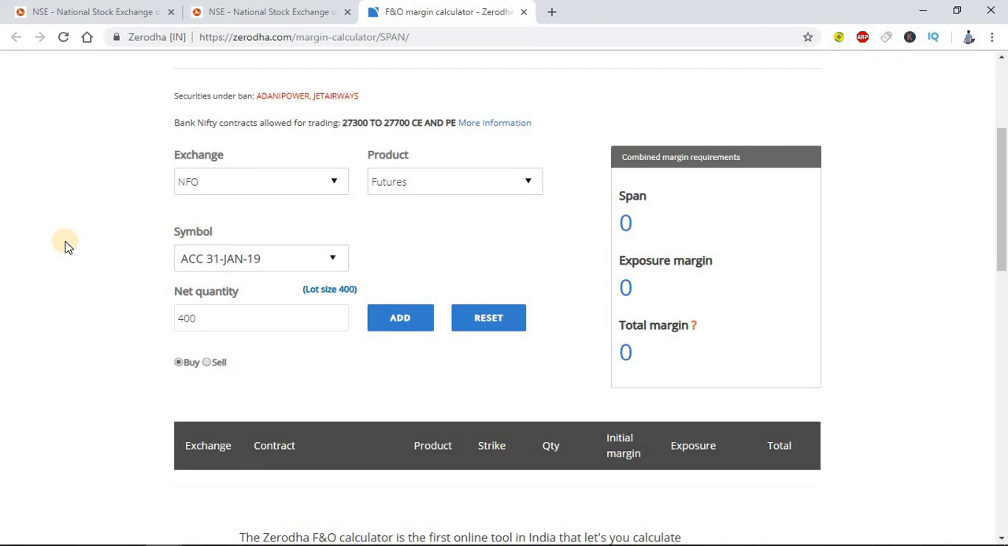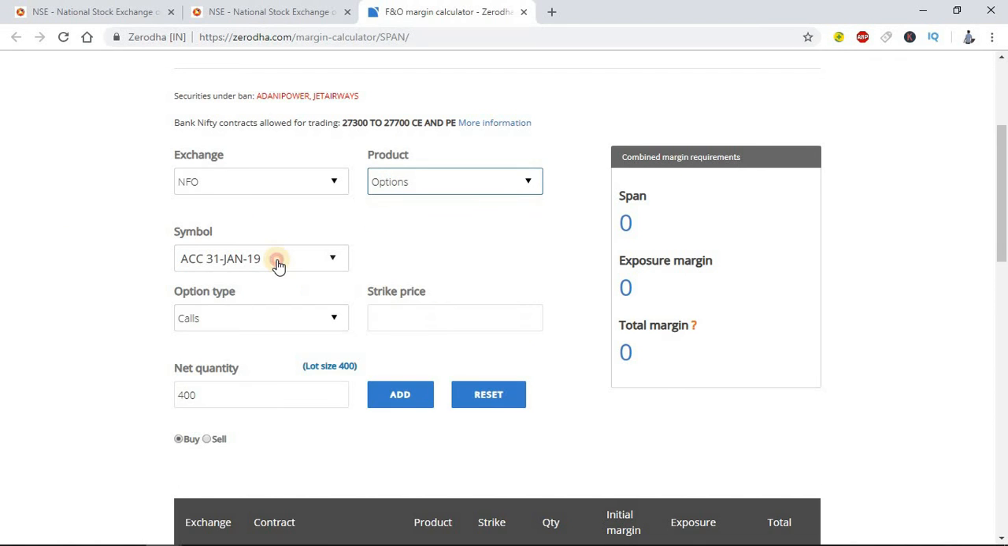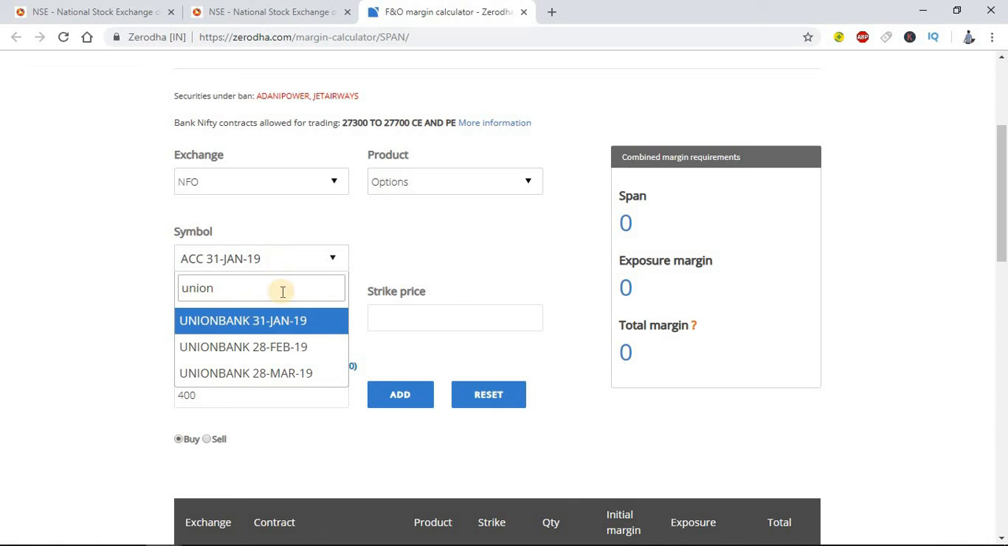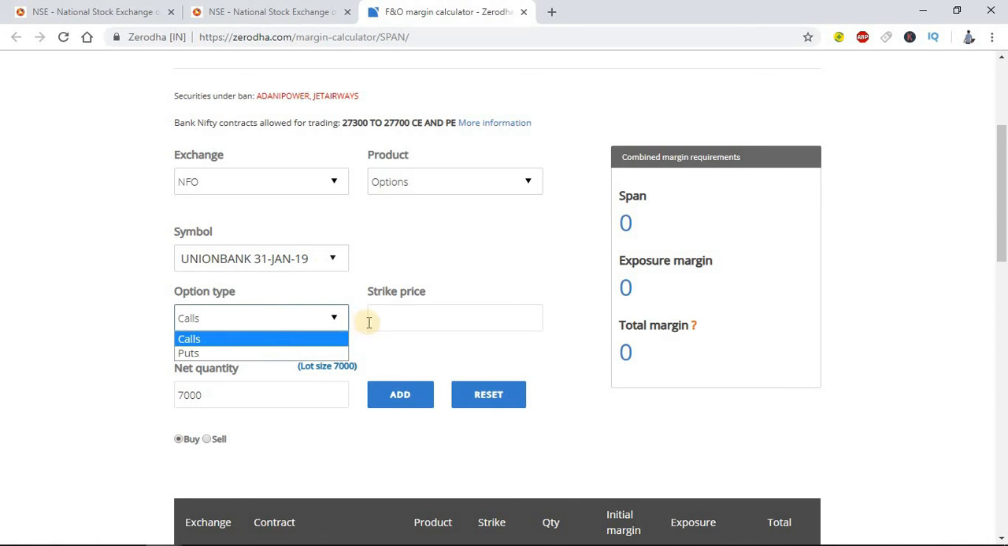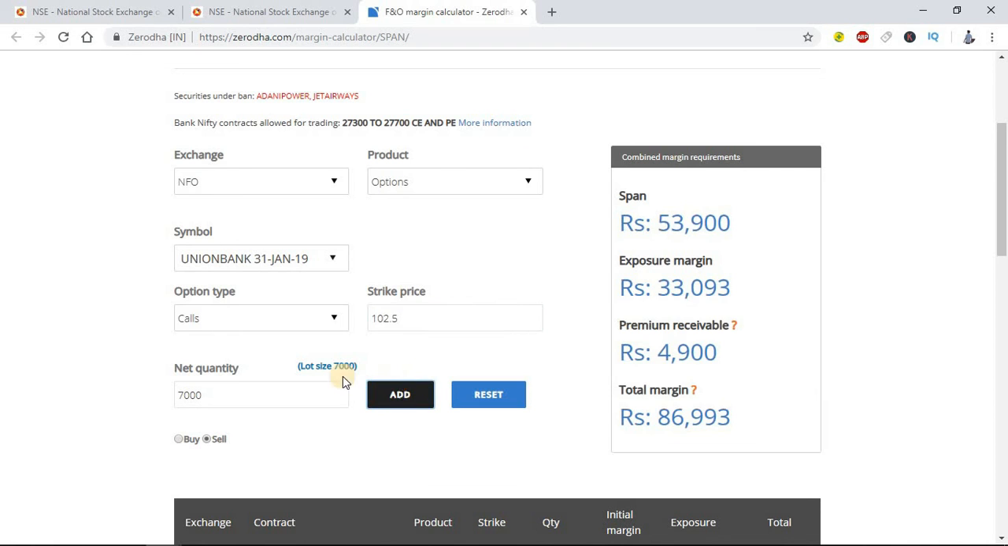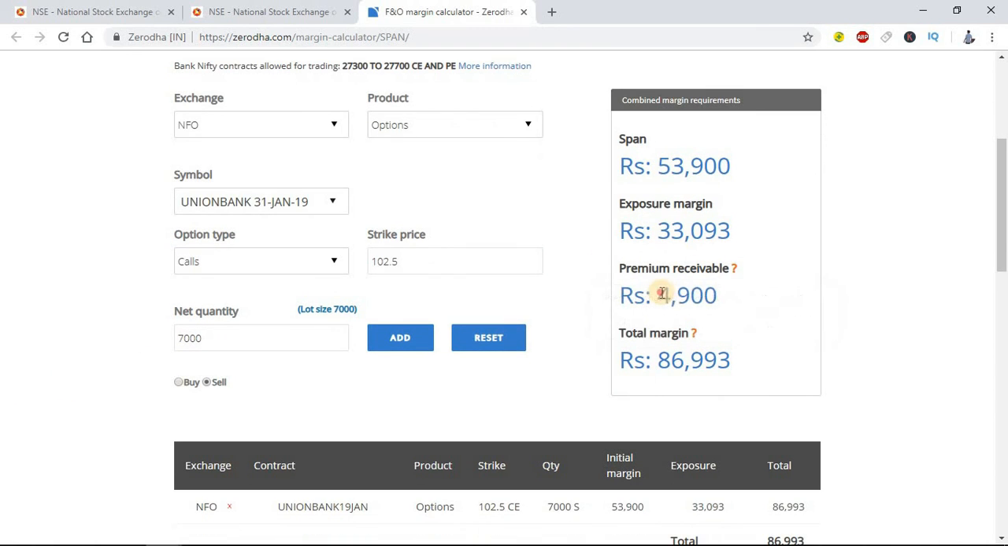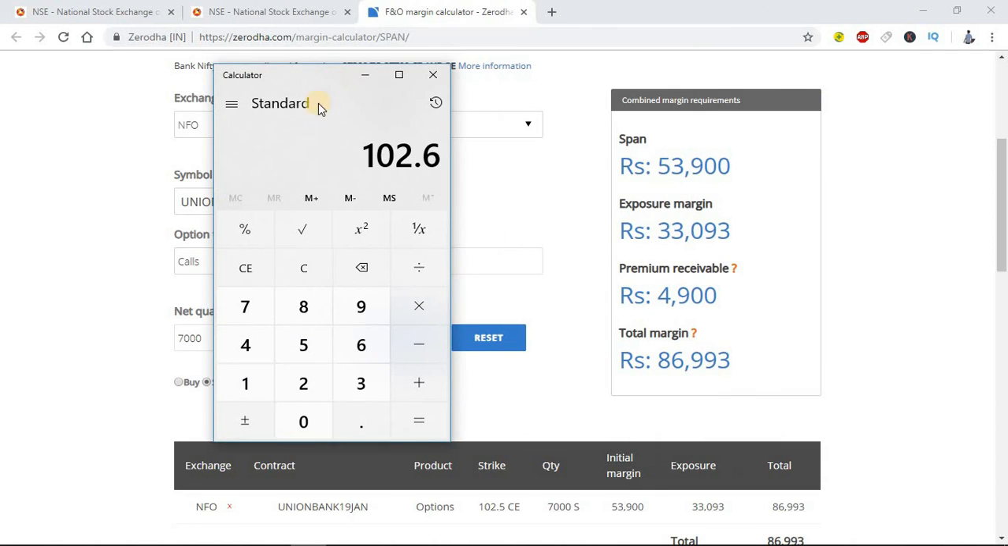Let's look at the returns the strategy can give. So this is a margin calculator over here. Click on options, symbol Union Bank, call option, strike price 102.5, sell. So this will give me a premium of 4,900 rupees on an investment of 87,000 rupees. So let's see how much that comes to. 4,900 by 87,000. So this comes out to approximately 5% returns in a single day.